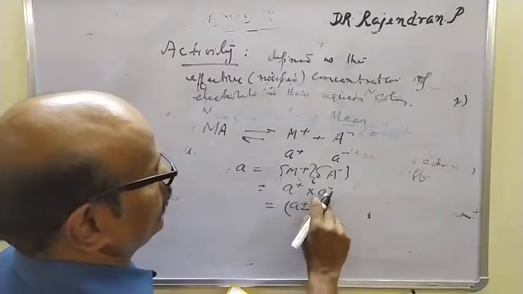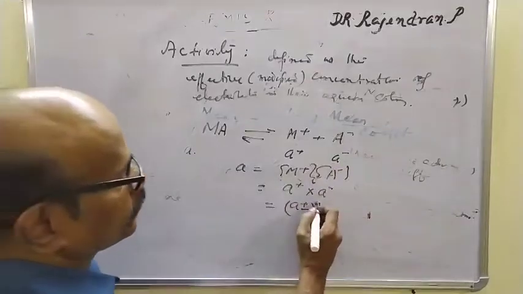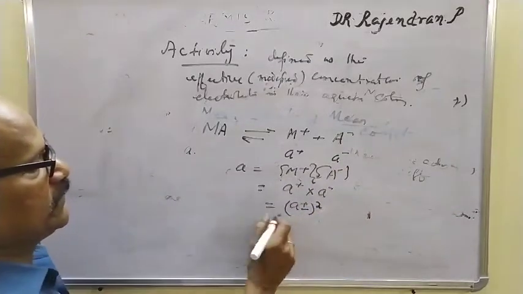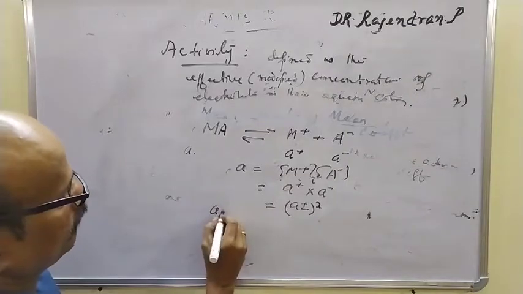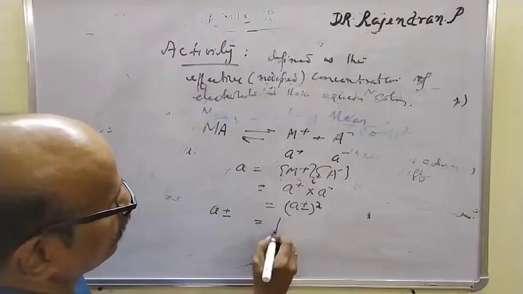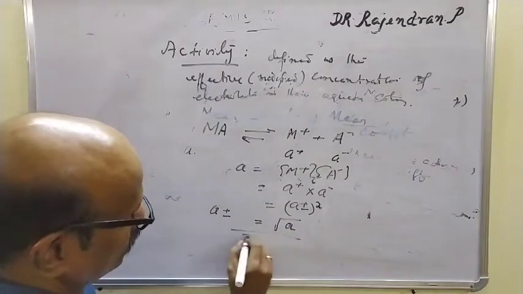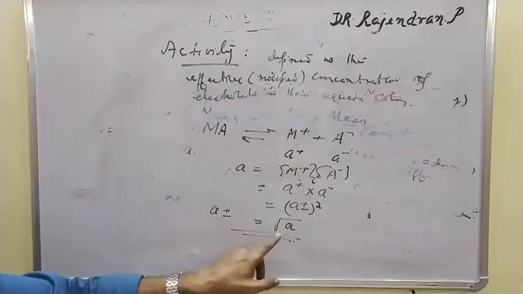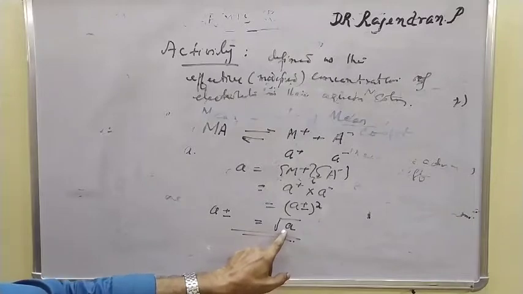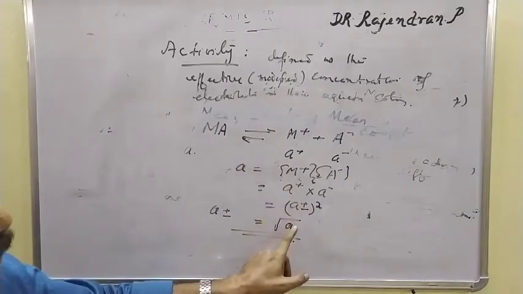So a plus into a minus, the whole square. So we have it like this. The activity a plus or minus is the square root of a. So that is the situation. The mean ionic activity in this simple case is the square root of a.